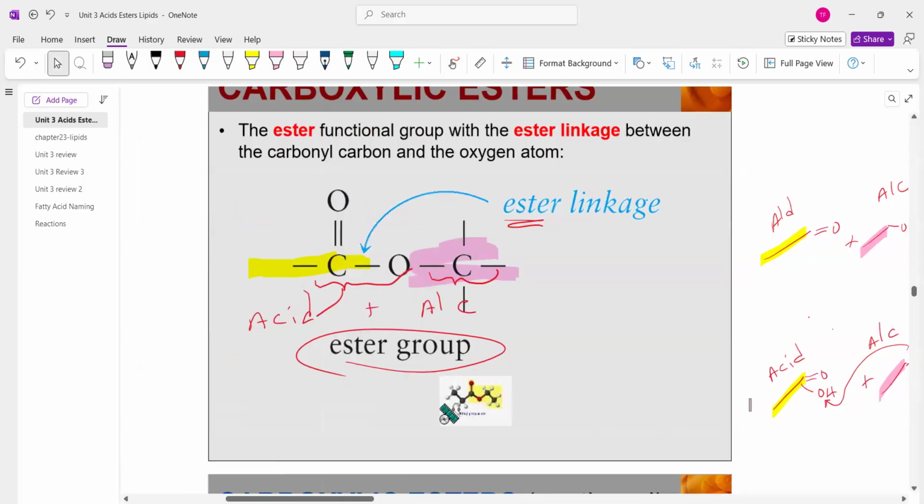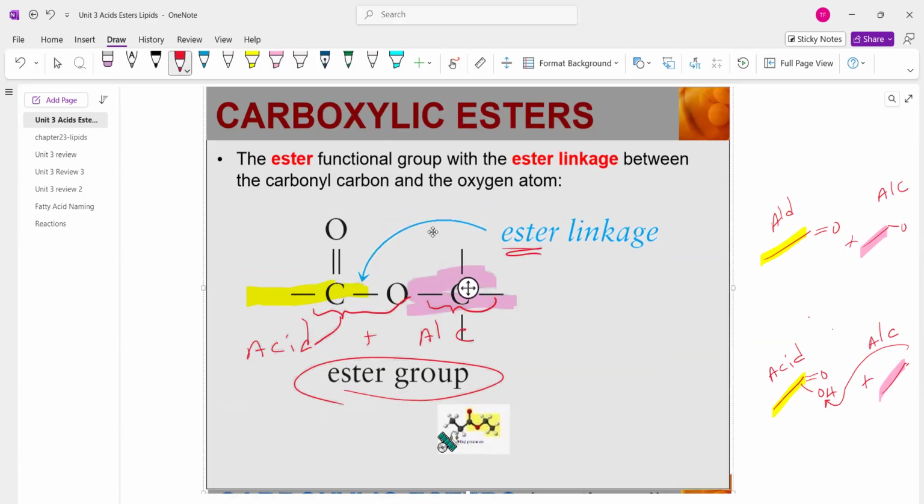And that combination is called an ester. So you need a name for that combination. An acid has got an H here. An ester's got an alcohol there.